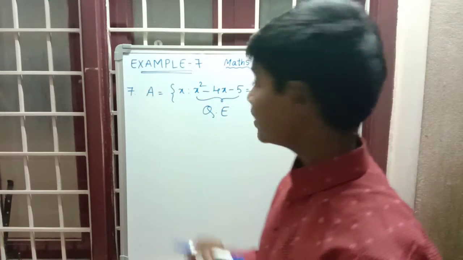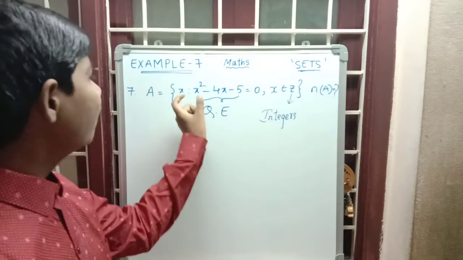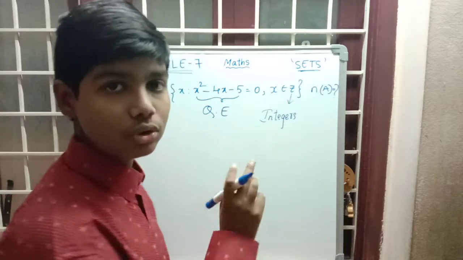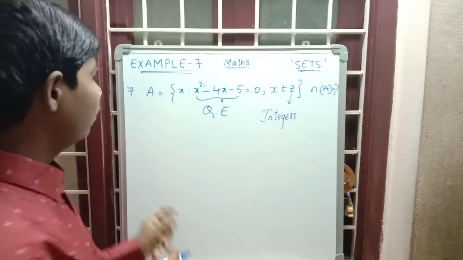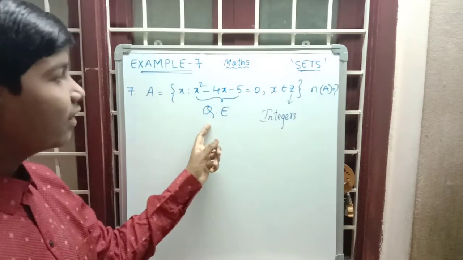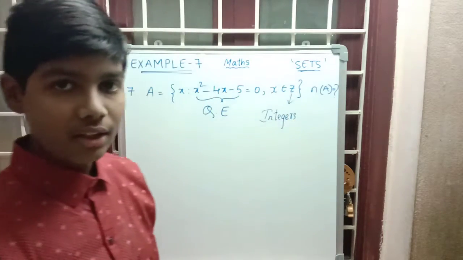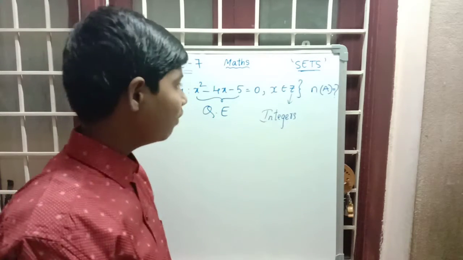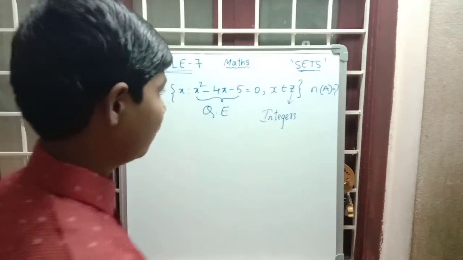Z means integers. If we solve this quadratic equation, we will get two values of x. That we call the zeros of the quadratic equation. Both of these values should belong to the integers. Integers means negative values, 0, and all positive values. So this x belongs to the integers.